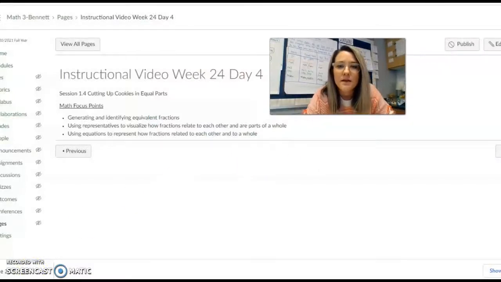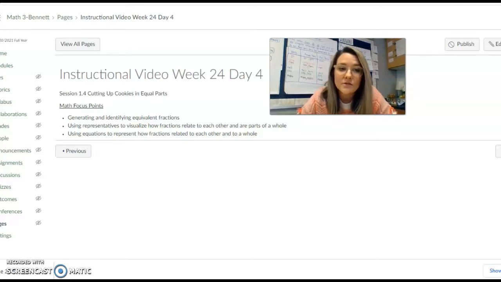Well, I'm really excited for today because this is one of my favorite activities with fractions. So before we get started, we're going to review our math focus points. Today we're going to be working on generating and identifying equivalent fractions. We've seen some of that so far with our brownies and our fraction sets, but we're going to see more of that today with today's activity.